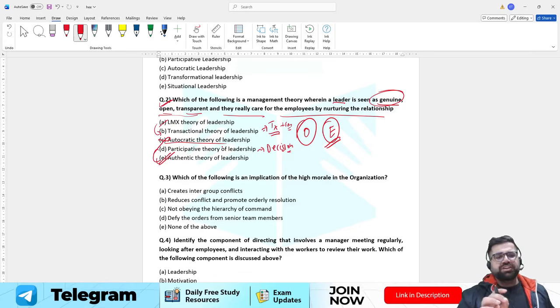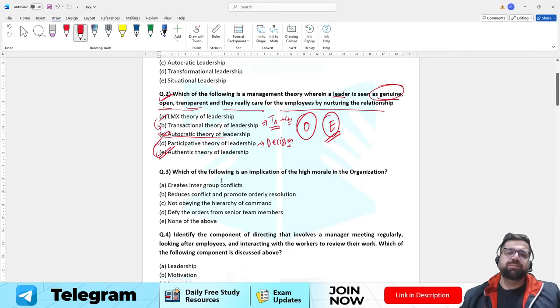Under authentic leadership, you try to make your decision based on values. You try to really take care of your employee. So according to me, the answer will be option number E.